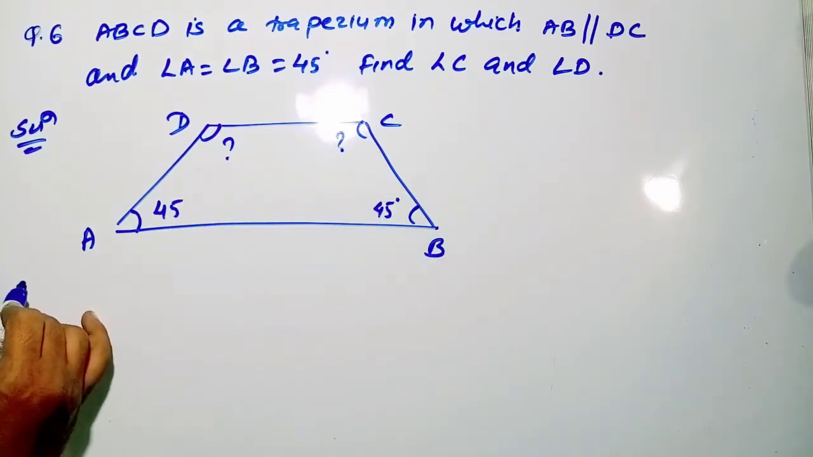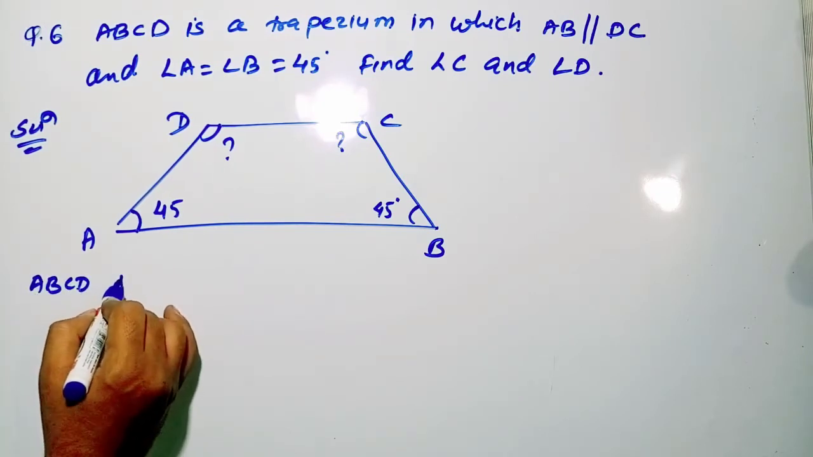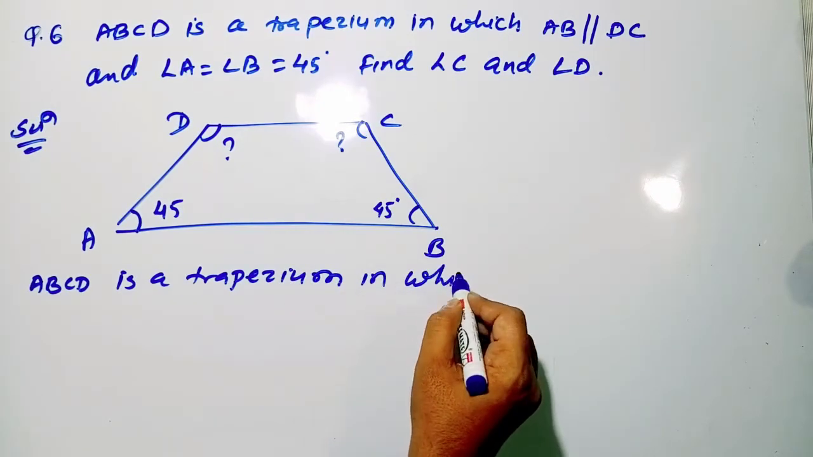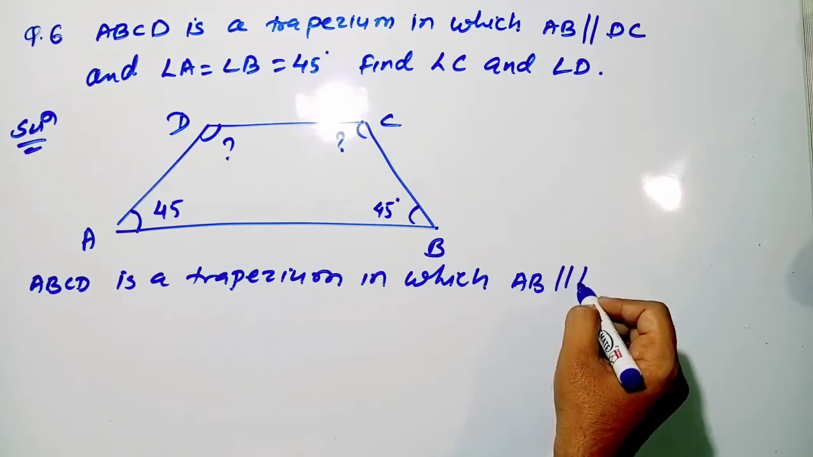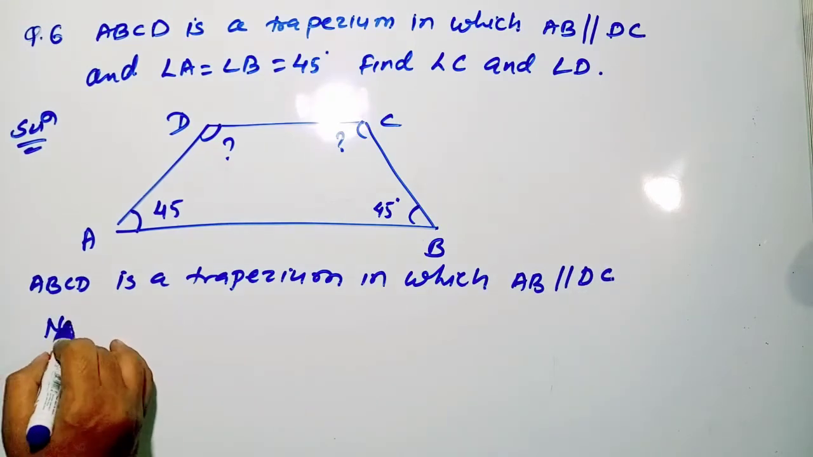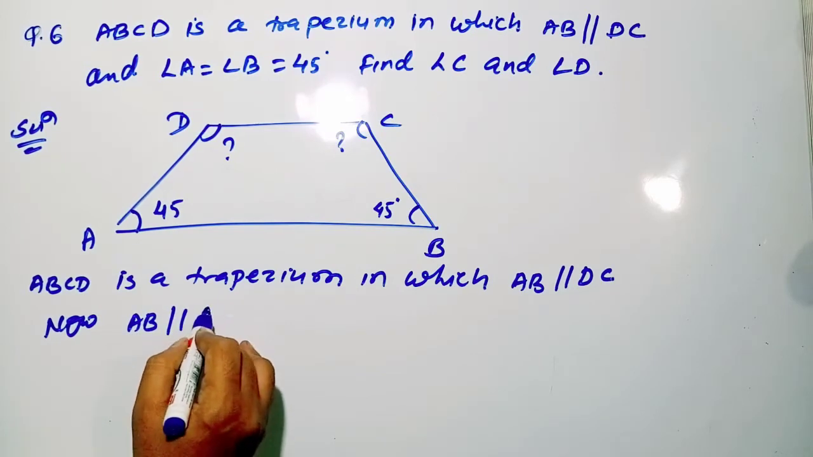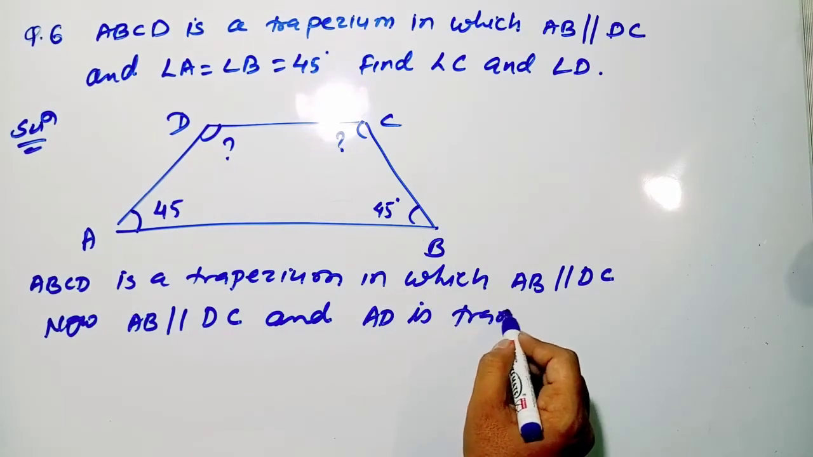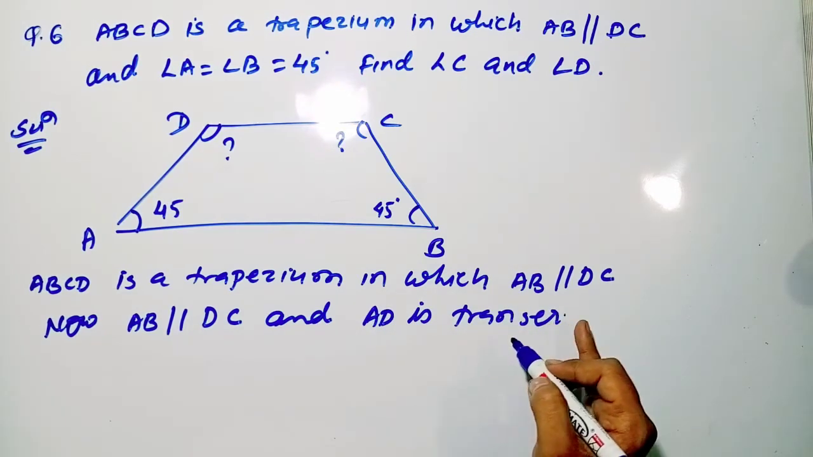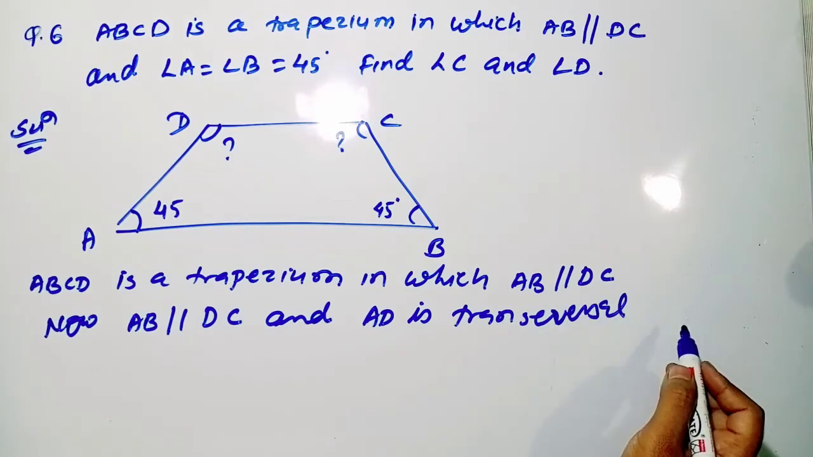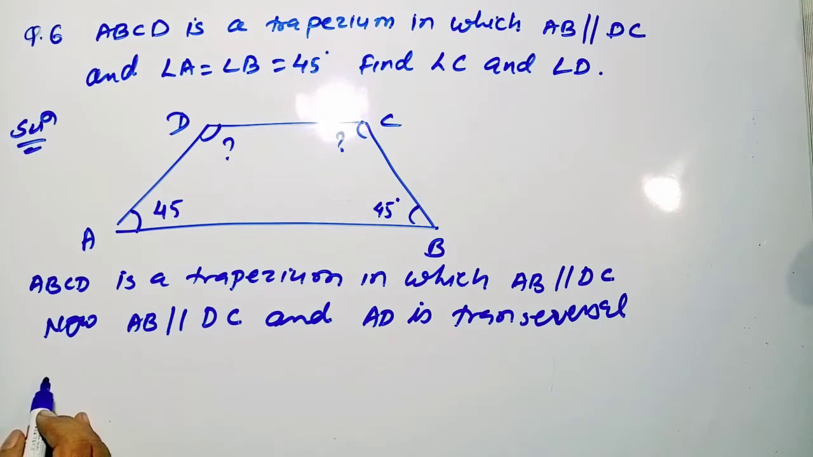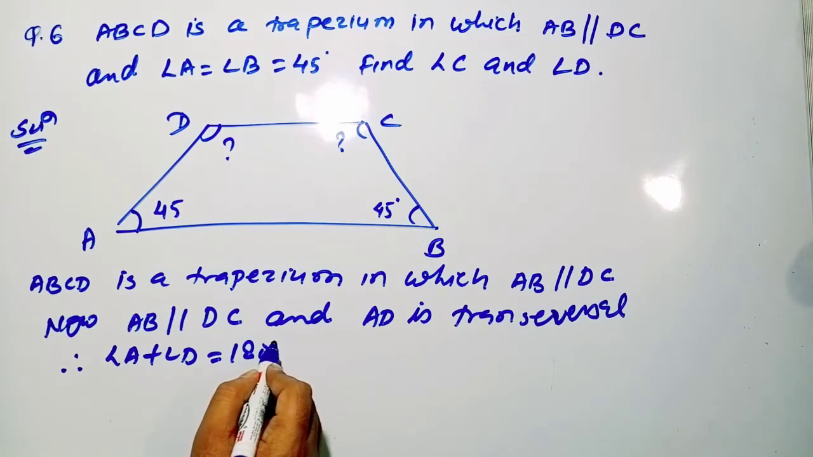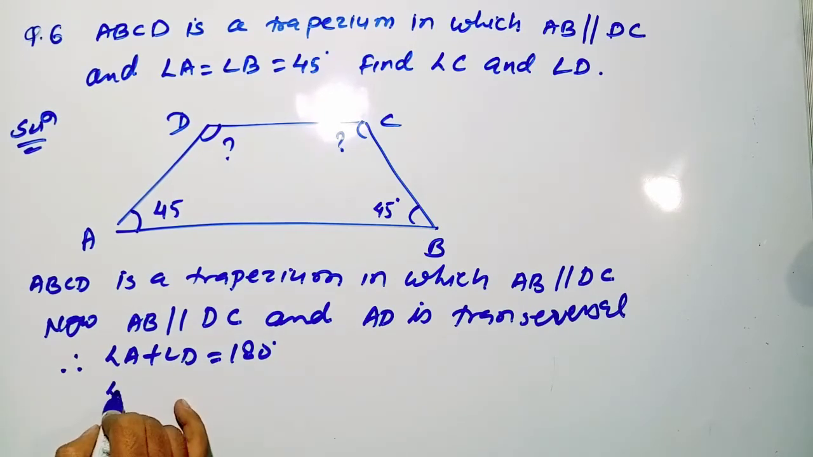So ABCD is a trapezium, right? Quadrilateral ABCD is a trapezium where AB is parallel to DC. Now AB is parallel to DC, therefore AD is a transversal of the two parallel lines DC and AB. So angle A plus angle D will be what? 180 degree, right?